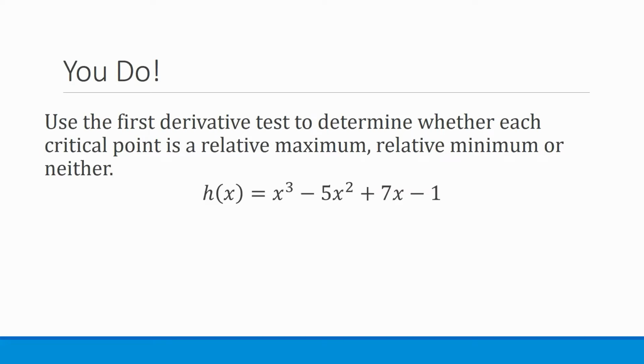We would like to find out whether our critical values produce relative maximums, relative minimums, or neither a relative maximum nor a relative minimum. And we're going to do that at each critical value. We're going to do that using the first derivative test like we've seen before.